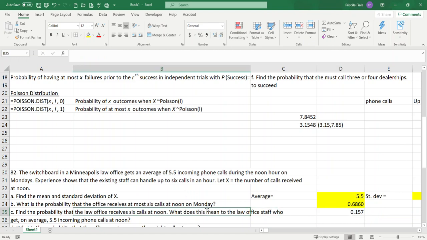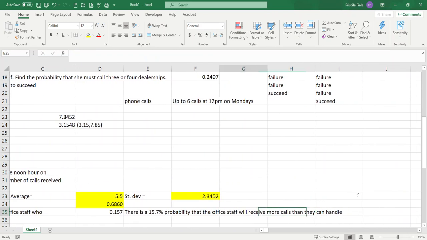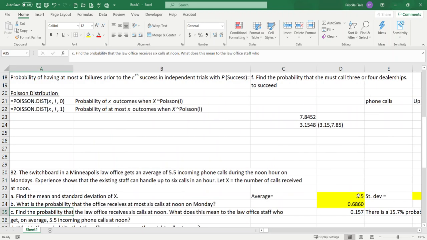What does it mean? It means that there is a 15.7 or 16% probability that the office staff will receive more calls than they can handle, right? Because they can handle 5.5, and there is a probability that it's going to increase by 16%. So it's 16% more than they can handle, okay?